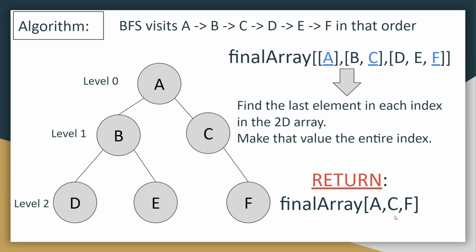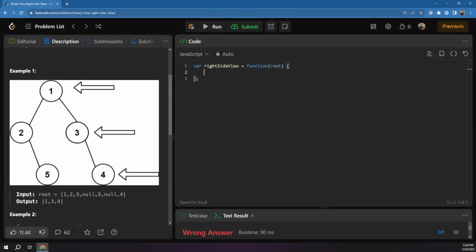Then we set index 1 to C, and then in index 2, we find F, and then we just set the entirety of index 2 to F. So overall, that's the entire algorithm. Let's go ahead and jump into the code. The first thing I want to do is check to make sure that the root isn't empty. So I'll go ahead and make an if statement that returns an empty array if it is.